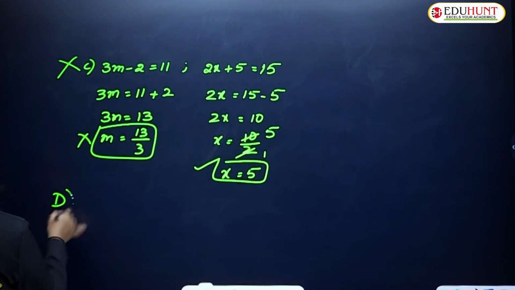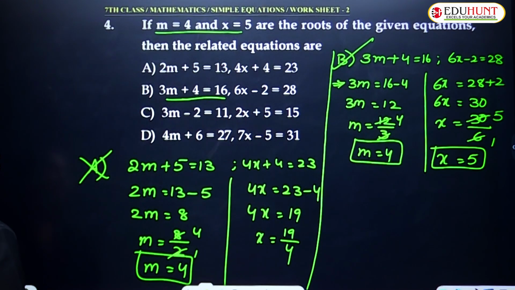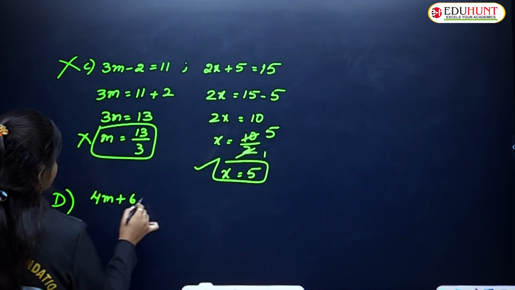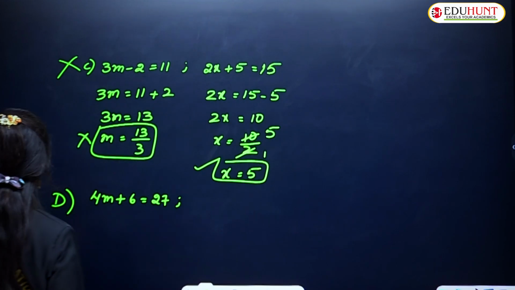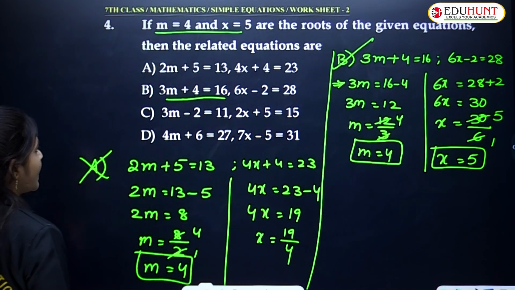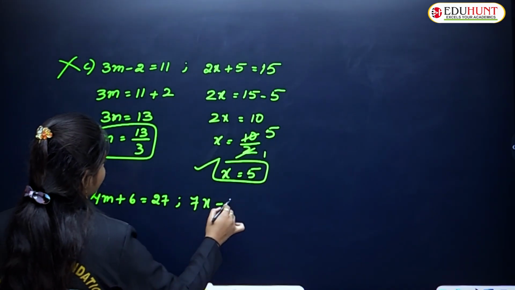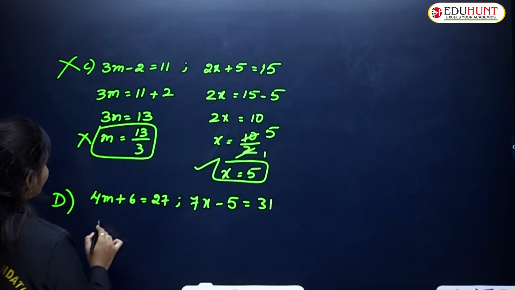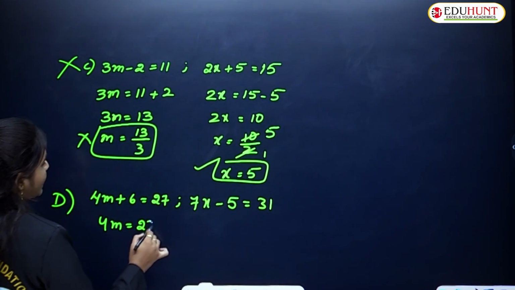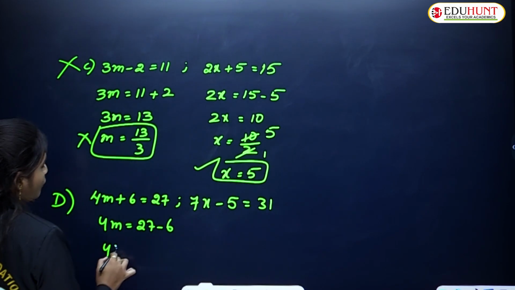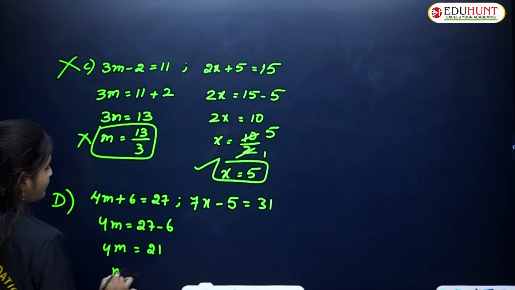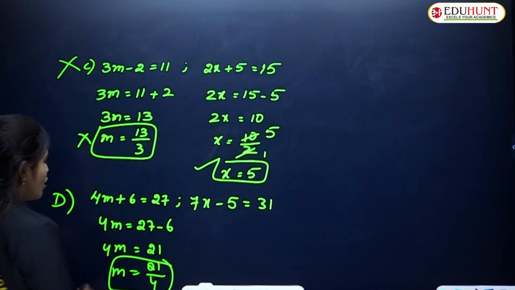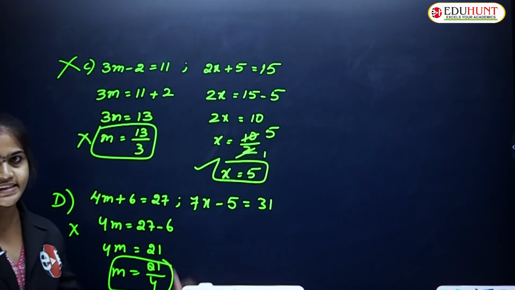Next, D. D, what have they given? 4m plus 6 is equal to 27. Next, 7x minus 5 is equal to 31. Okay, just see here. 4m is equal to 27 minus 6. 4m is equal to 21. m is equal to 21 by 4. So cancellation is not possible. So the m value is not satisfying here.